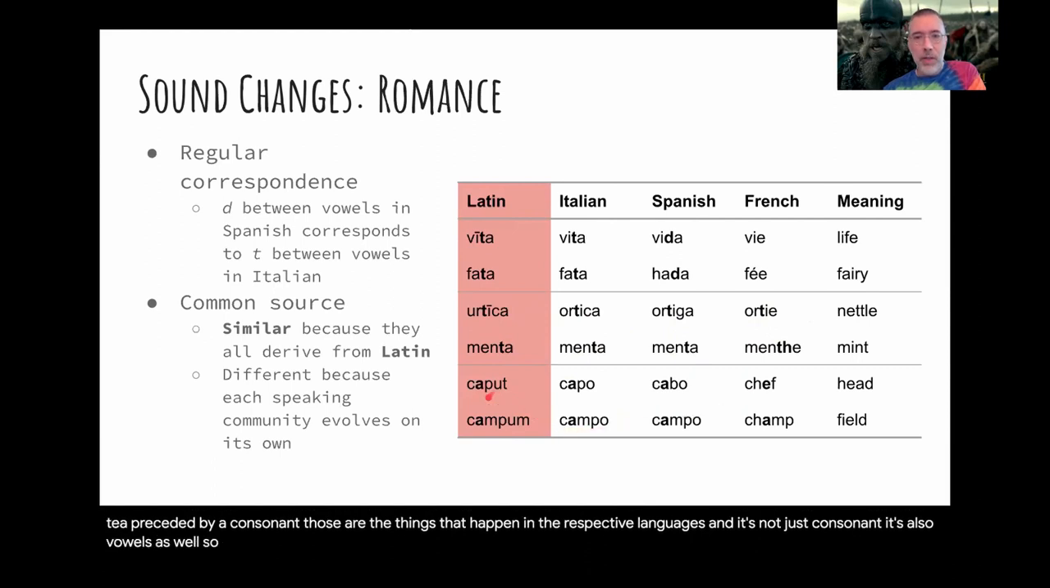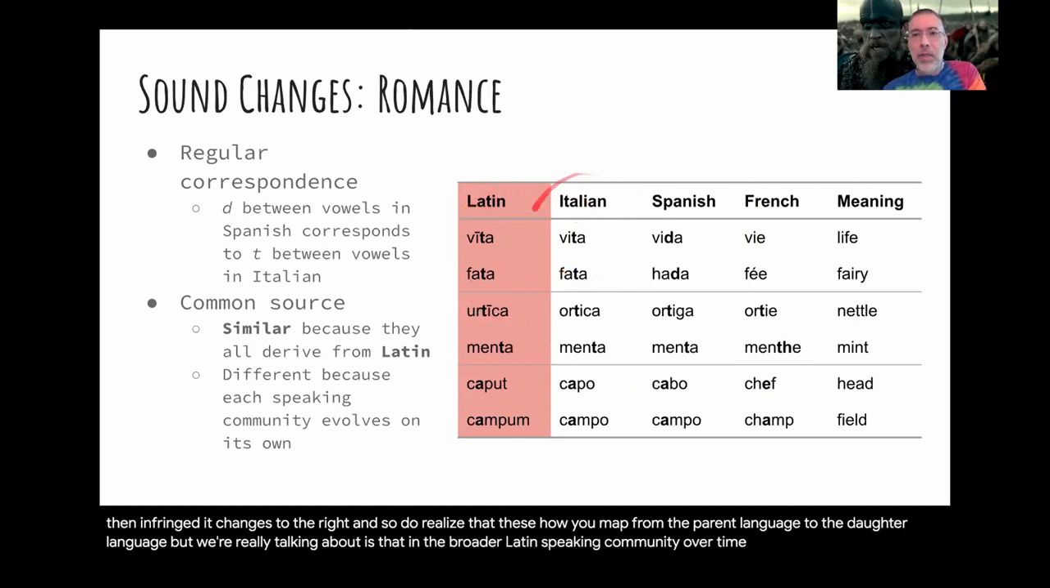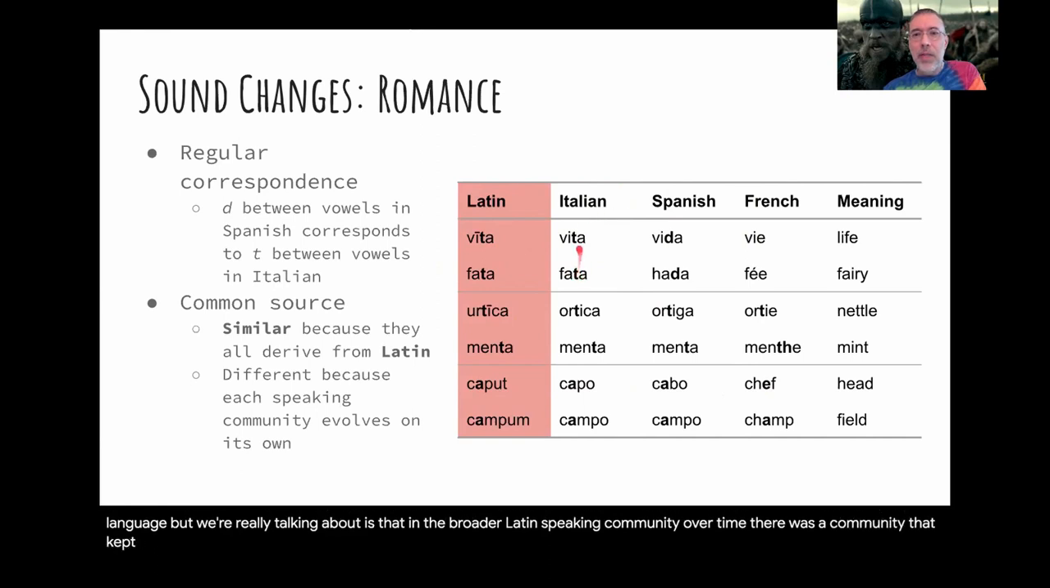So it turns out that generally A stays an A in all of those languages, except when it's at the end of a syllable, and then in French, it changes to an E, right? And so do realize that these sound rules are talking about how you map from the parent language to the daughter language, but what we're really talking about is that in the broader Latin-speaking community, over time, there was a community that kept the pronunciation of T's the same. There was a community that started to shift the pronunciation of that T between vowels to a D.